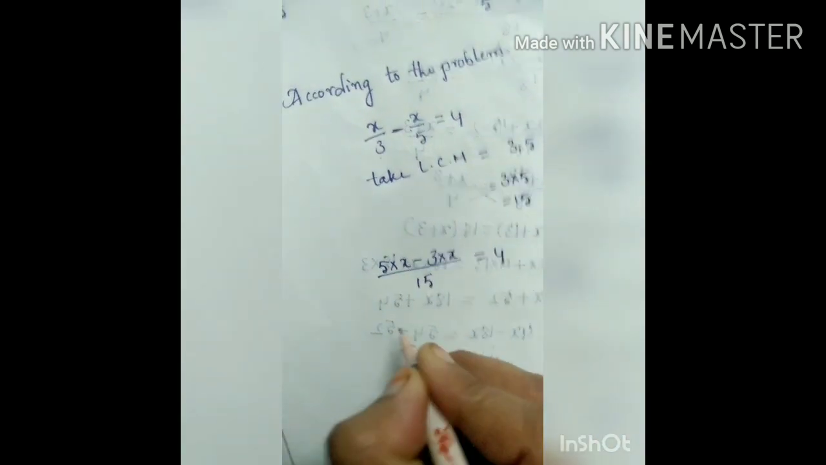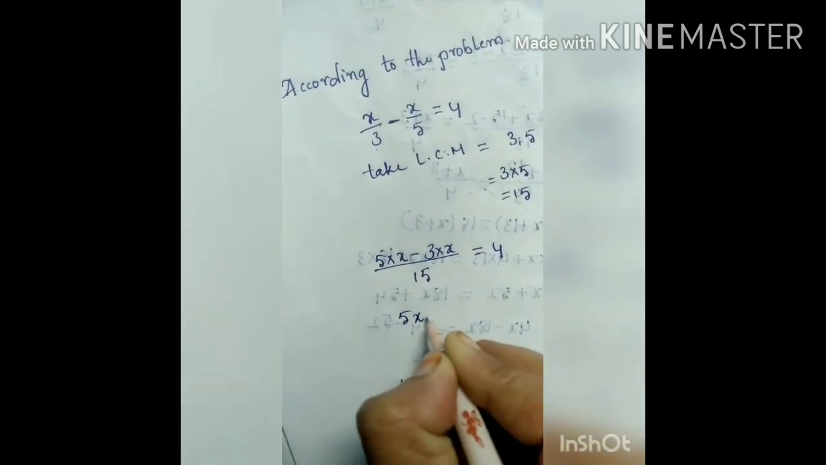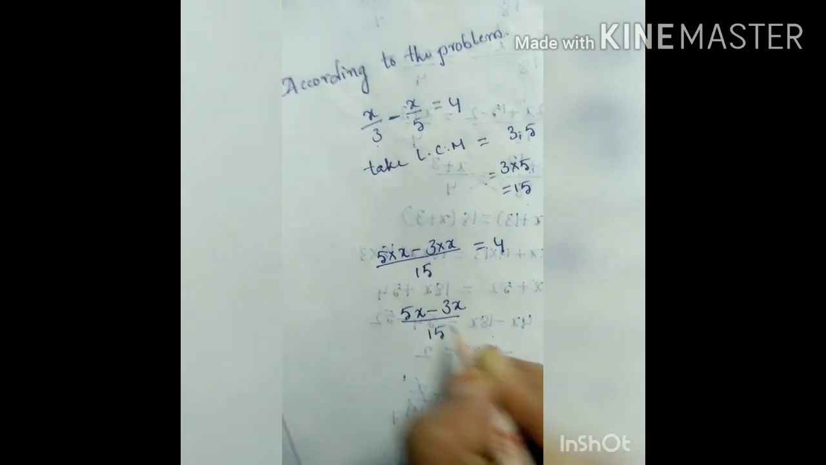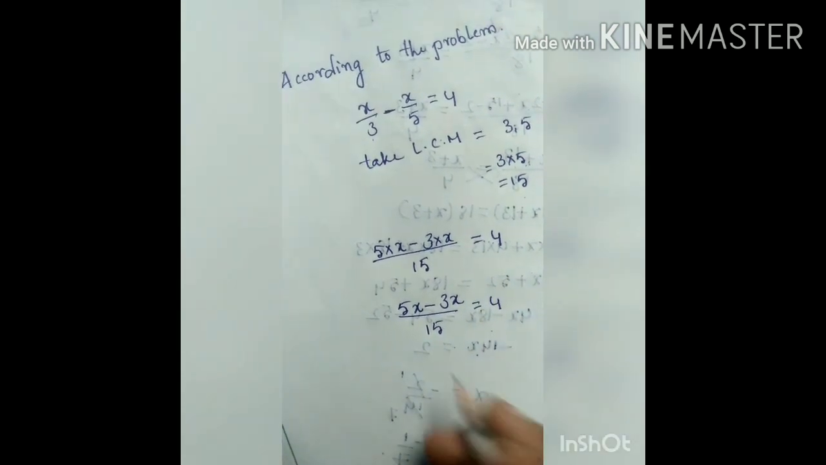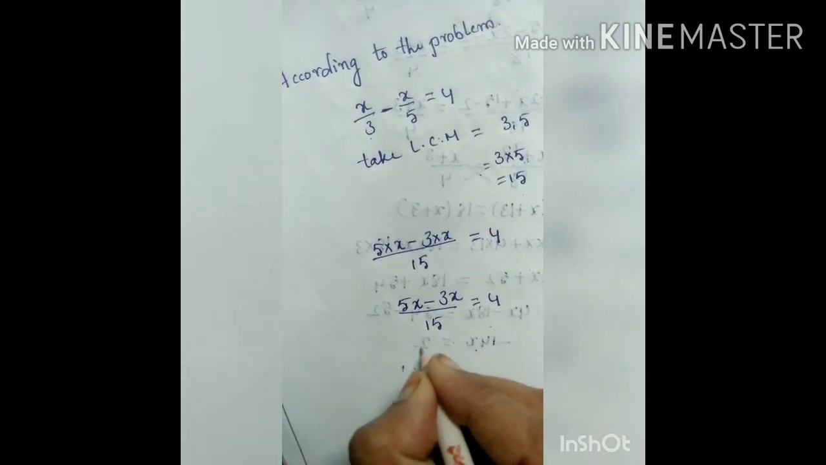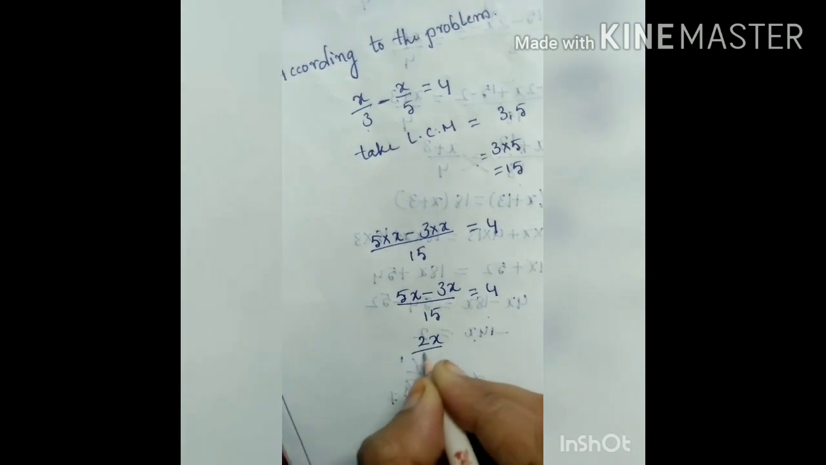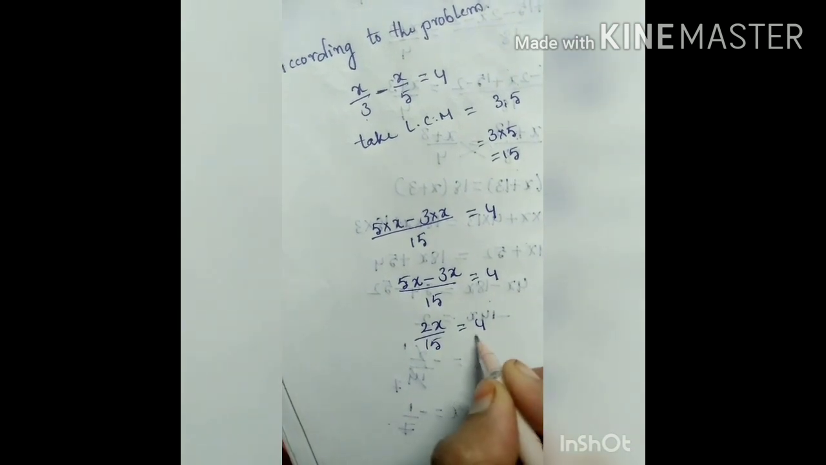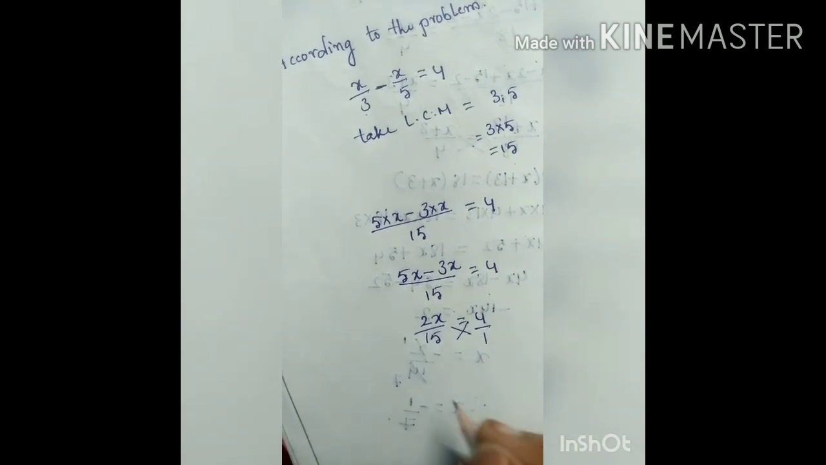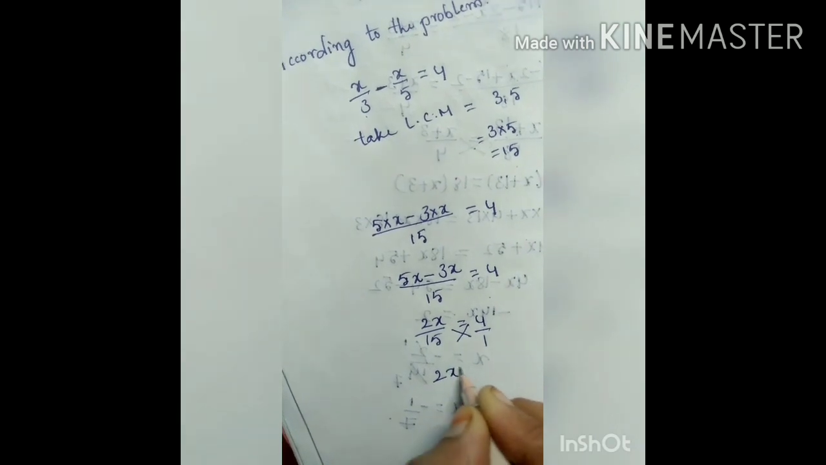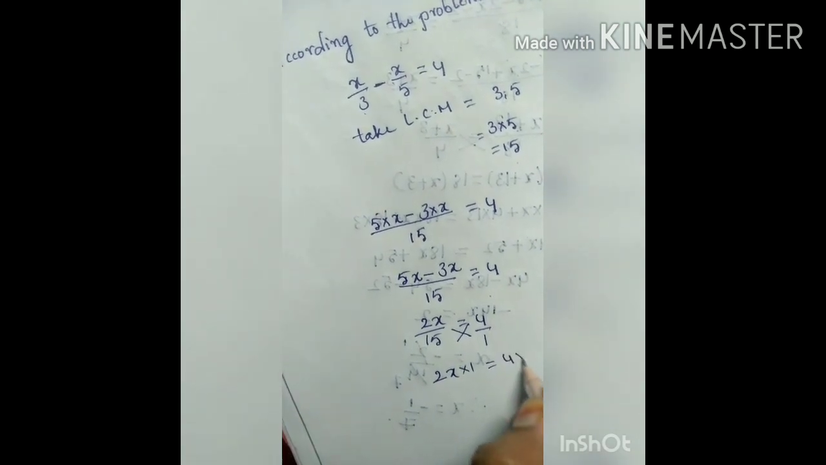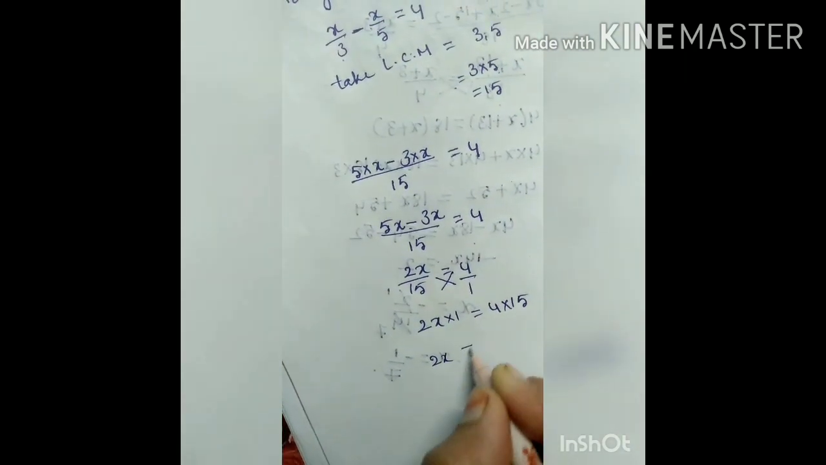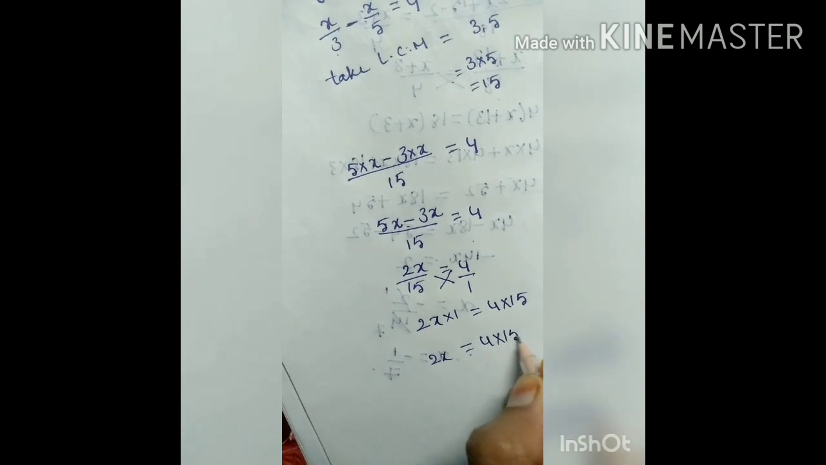5x minus 3x. 5 into x, 5x, minus 3 into x, 3x, by 15 is equal to 4. 5x minus 3x is 2x by 15 equal to 4. So do the cross multiplication. So 2x into 1 equal to 4 into 15. 2x into 1 is 2x is equal to 4 into 15.